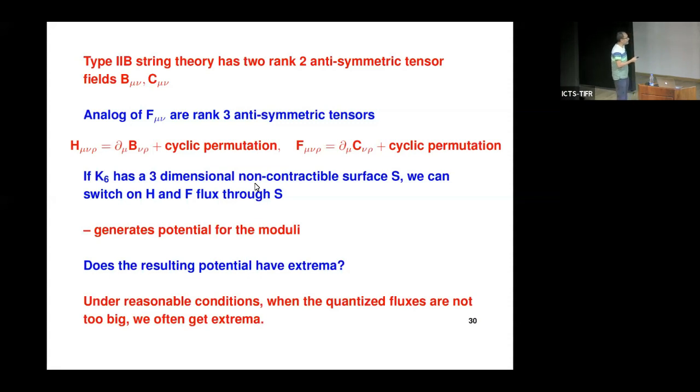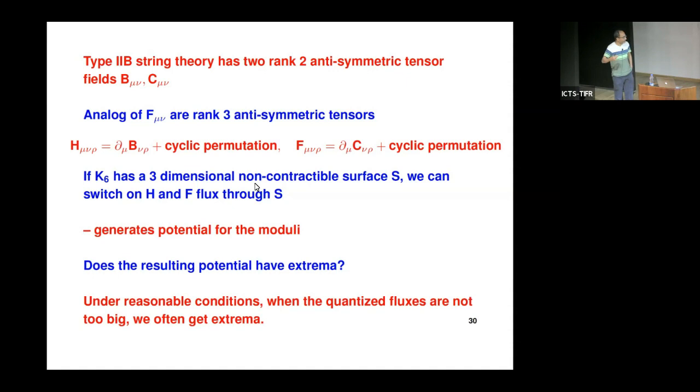Because you have this three-form flux, rank 3 tensors, if K6 happens to have a three-dimensional non-contractible surface S, we can switch on H and F flux on S. That's a possible configuration that we can consider. And it turns out that if we consider configurations where we have H and F flux through these three-dimensional non-contractible surfaces of K6, this generates a potential for the moduli.